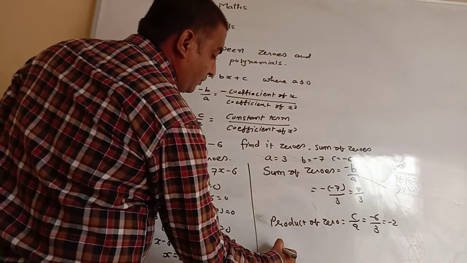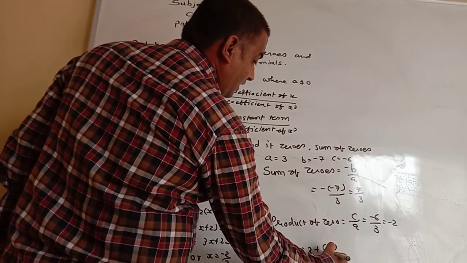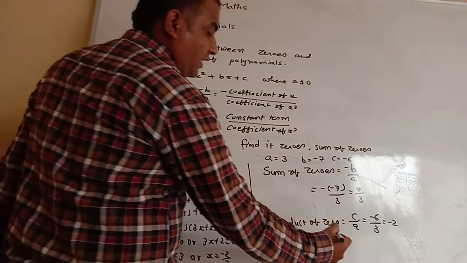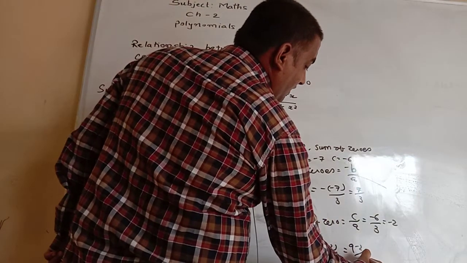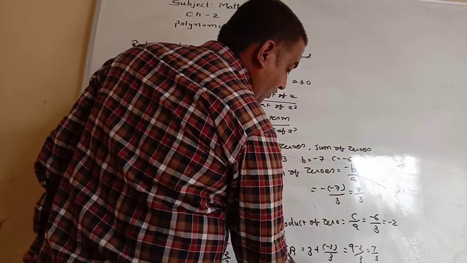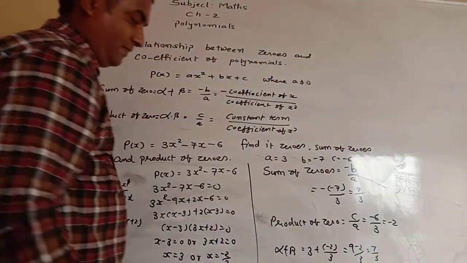If we add the zeros, we also get the answer: 3 plus minus 2 by 3. Taking the LCM, 9 minus 2 by 3, that is 7 by 3. And alpha beta is 3 into minus 2 by 3, the 3s cancel, so minus 2.